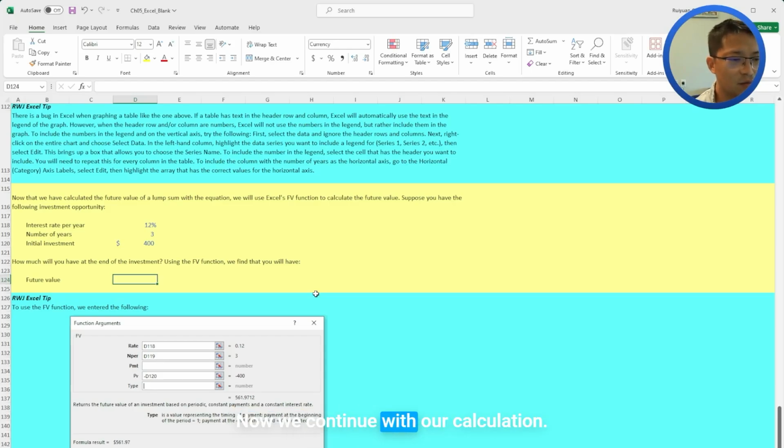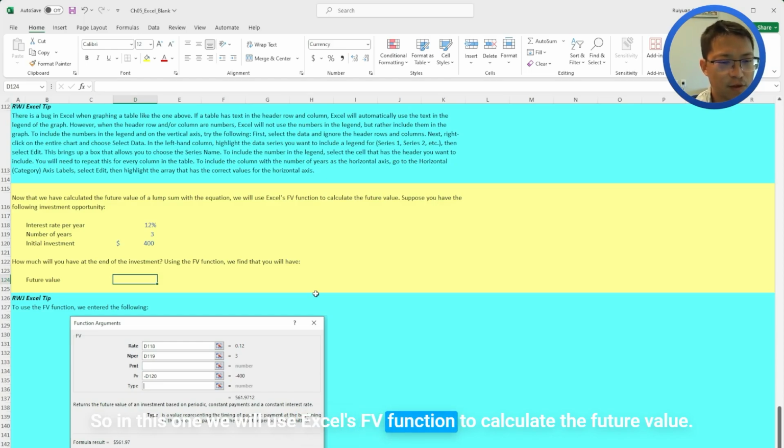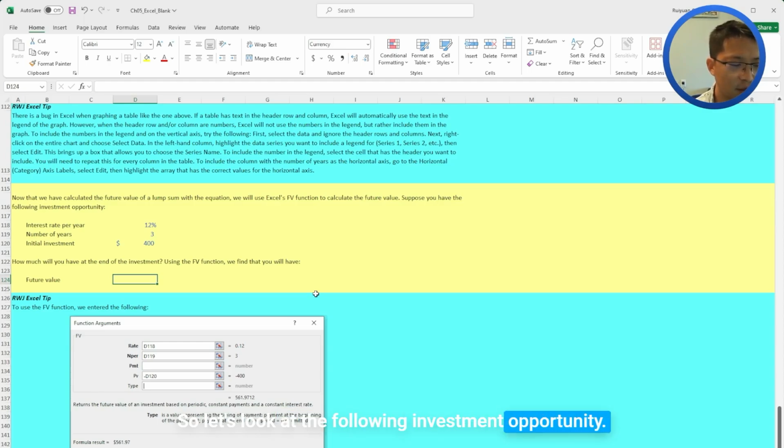Right, now we continue with our calculation. So in this one, we will use Excel's FV function to calculate the future value. So let's look at the following investment opportunity.